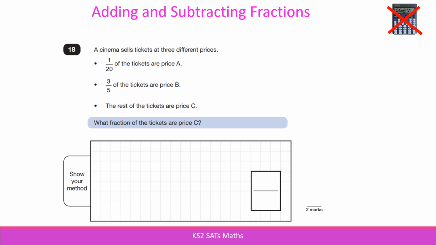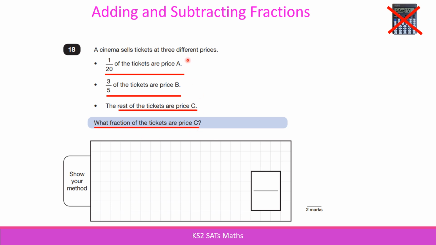This is a question on adding and subtracting fractions. The key parts of the question are you're told that 1/20th of the tickets are price A, 3/5 of the tickets are price B, and the rest of the tickets are price C. And you've got to work out what fraction of the tickets are price C.